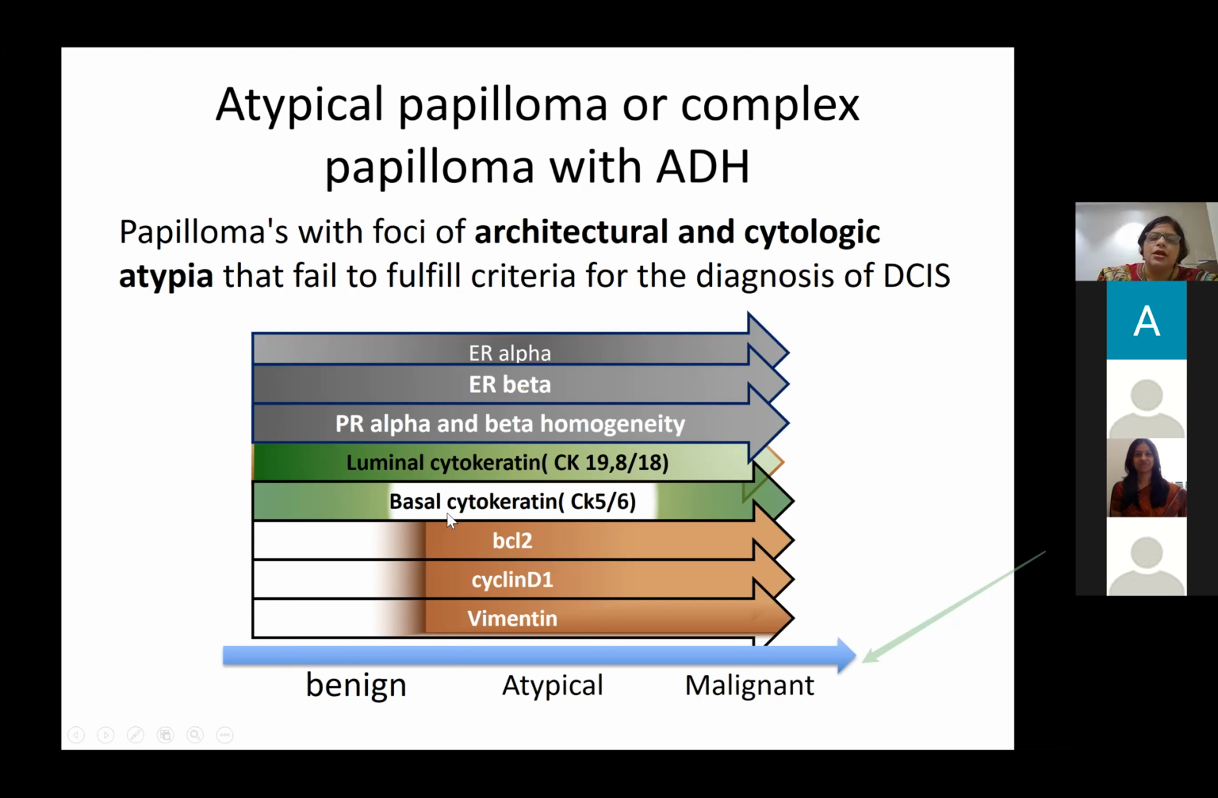The basal cytokeratin, as you remember that I showed you two layers. So the basal cytokeratin CK5/6 is always present in abundance in the benign lesions, and sometimes it is even seen in the malignant papillomas.